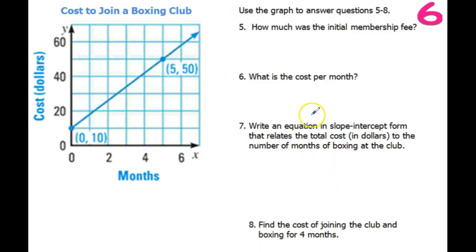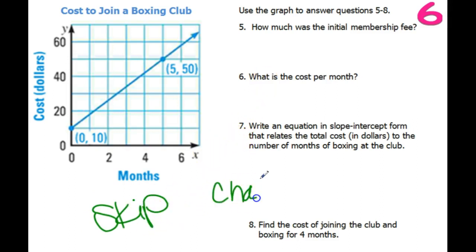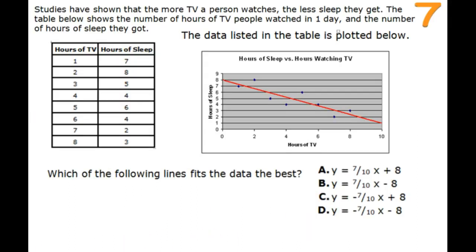Alright, this next one, we're actually going to skip this one, so don't worry about this slide. If you'd like to do this as a challenge, that will be a great idea. But I want you to take a look at this last question. It says, studies have shown that the more TV a person watches, the less sleep they get. The table below shows the number of hours of TV people watched in one day and the number of hours of sleep they got. So that just tells you what's below. So you don't really need anything in that paragraph.